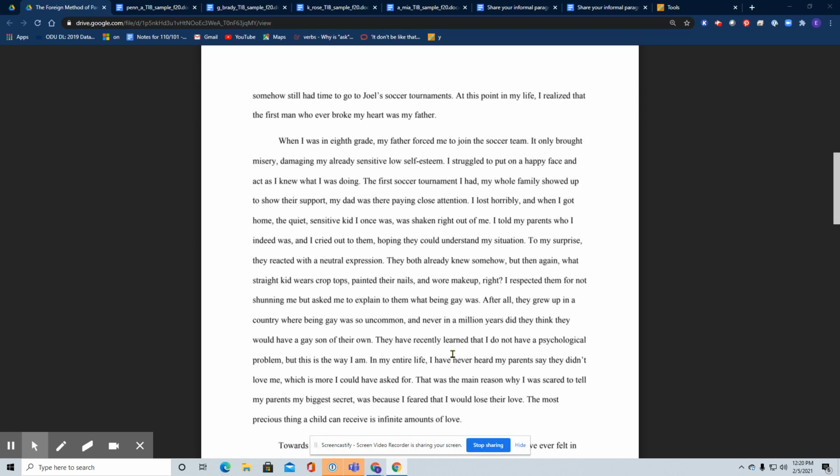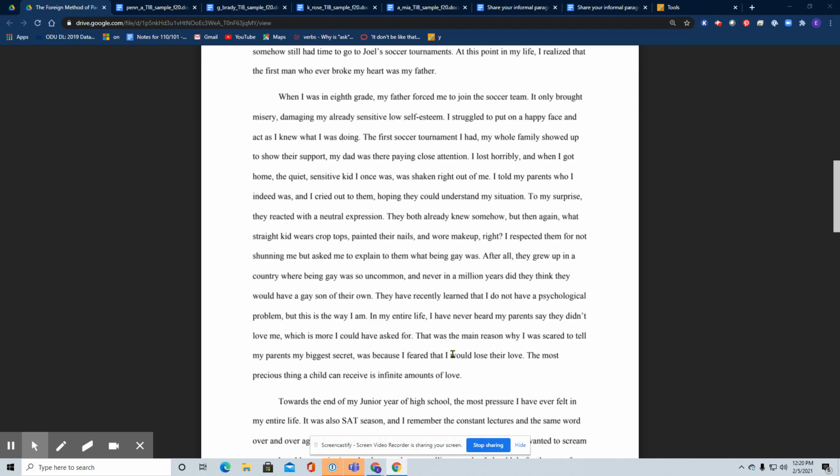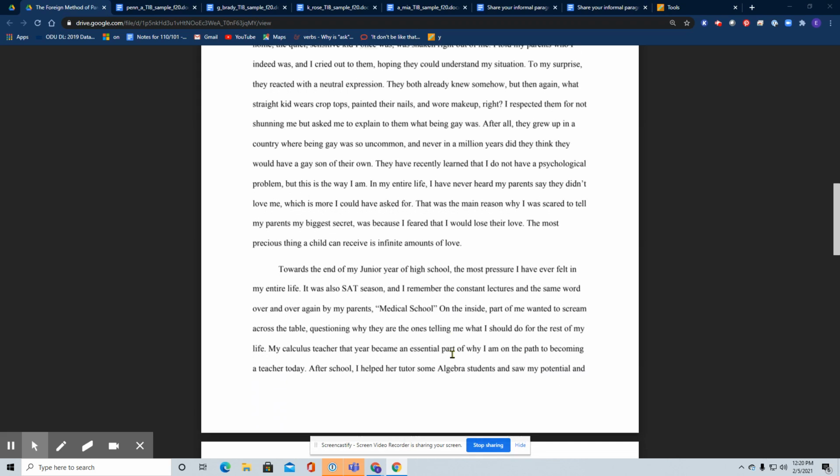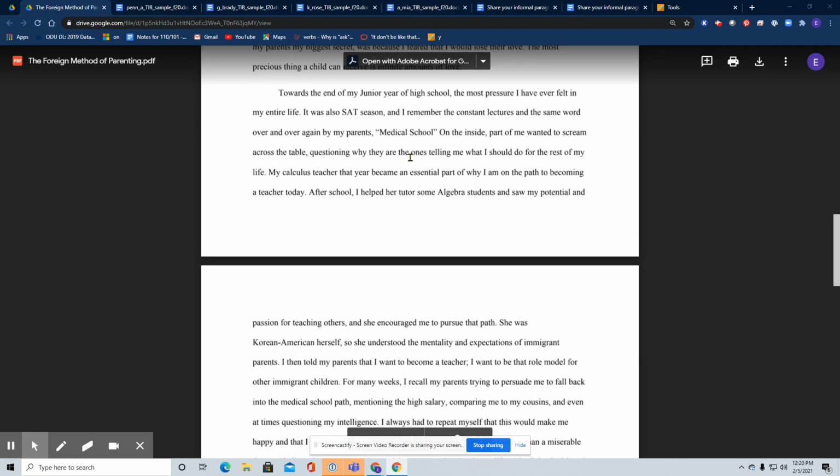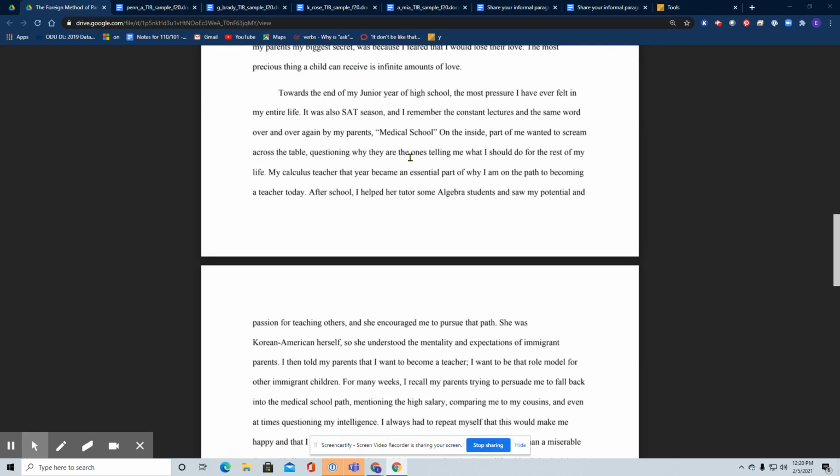So as you continue down through the essay, you can see he keeps going back to the idea of parenting and who he is, basically his identity. As he moves a little bit further into the essay, he starts to discuss a scenario from middle school. So the story changes to a different story.